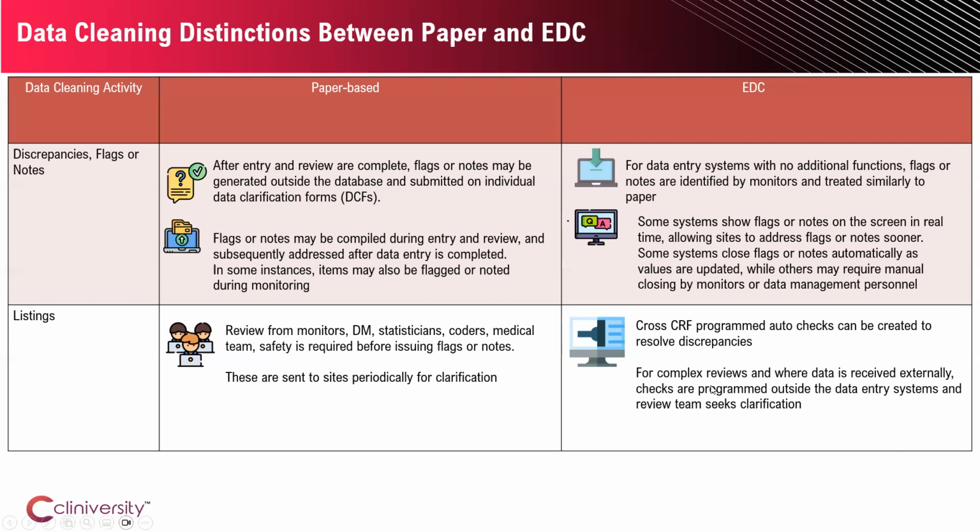However, for EDC, it becomes easier because there are program checks, auto checks that can be created to resolve the discrepancies. Then there are also listings created where external data such as labs, once received in-house, are compared against the EDC data, and the resulting listing gives the discrepancies, which are then queried within the EDC system in real time.